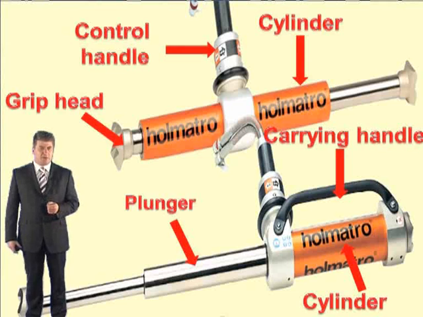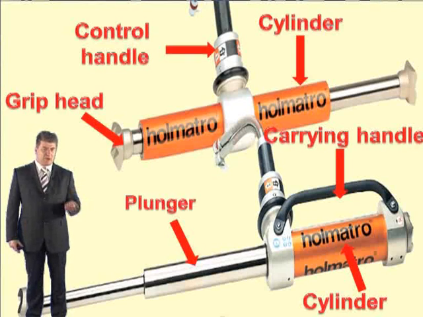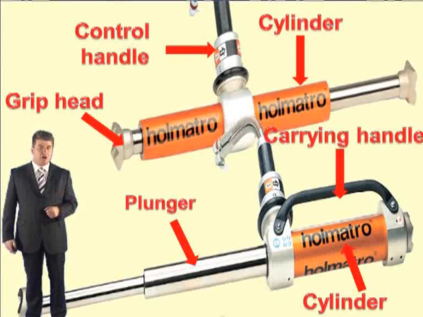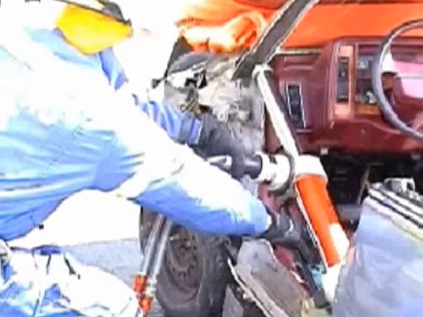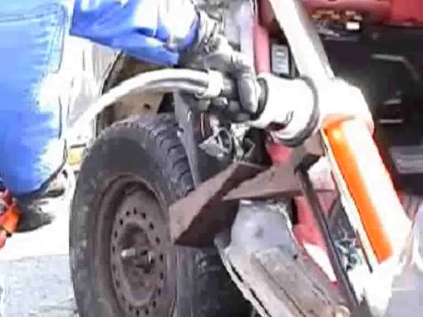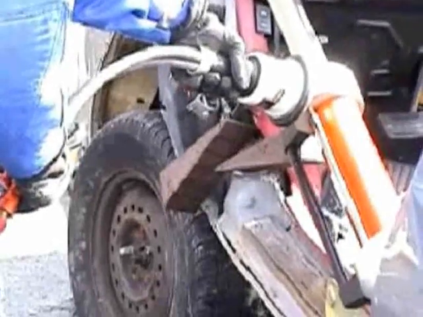And this shows you here the main components. You've got a cylinder there, you've got your plunger, carrying handle, another cylinder there, a grip head and your main control handle. Now rams, this video is going to show you how the rams are used to carry out a dash roll. Just shows you the rams in operation. And this video here is going to show you how the rams are used to carry out an inverted roof flap.